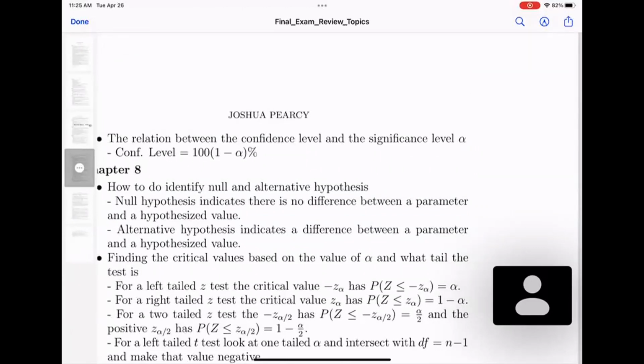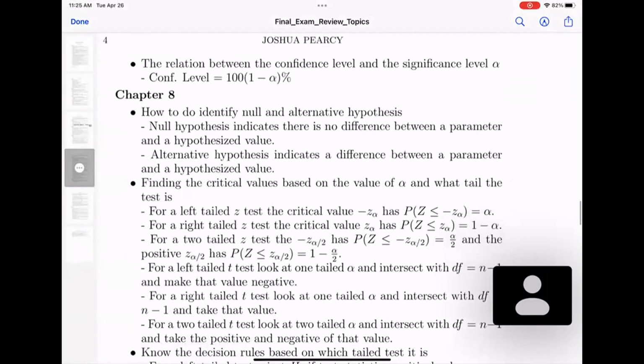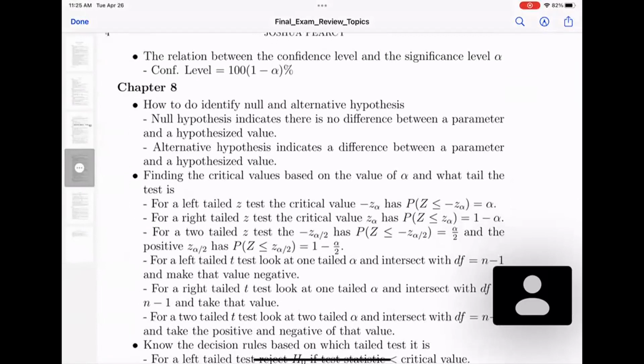Then again, I put here, know the relation between the confidence level and the significance level alpha. The confidence level, which is like 90%, 95%, 99%, is just equal to 100 times 1 minus alpha percent. So if I give you a confidence level, you should be able to find alpha, or if I give you alpha, you should know how to find the confidence level. Is everyone okay up to there so far? Great.